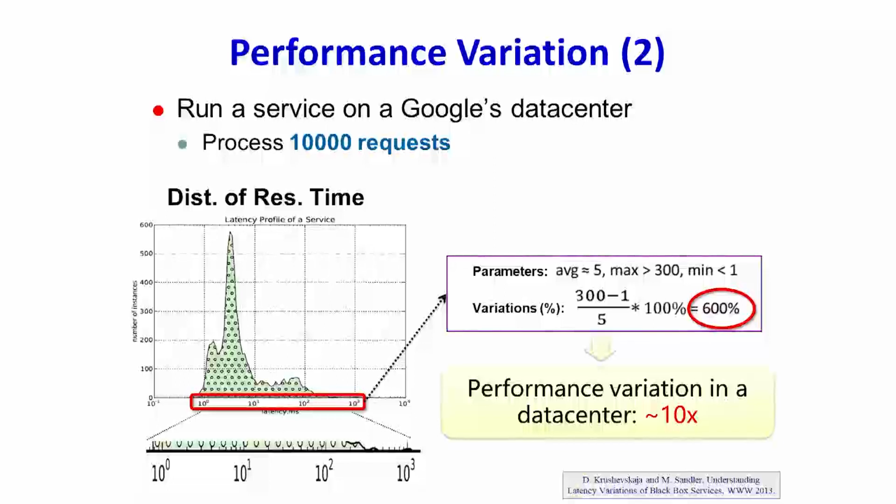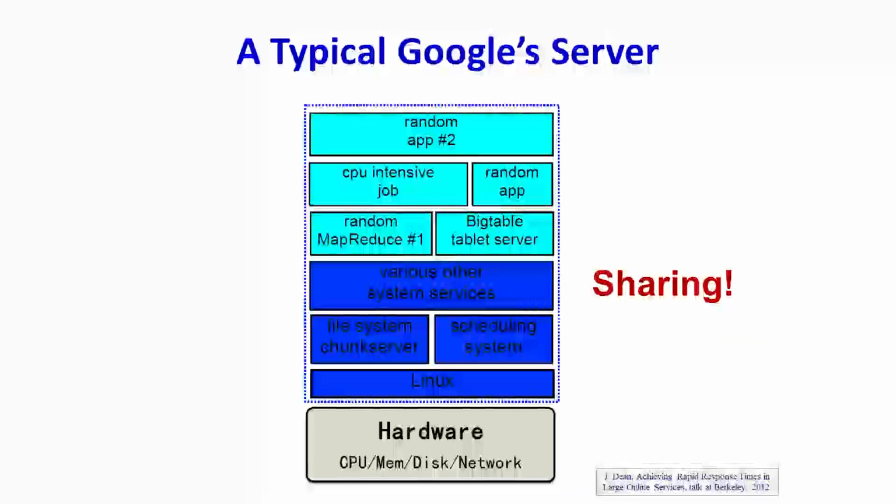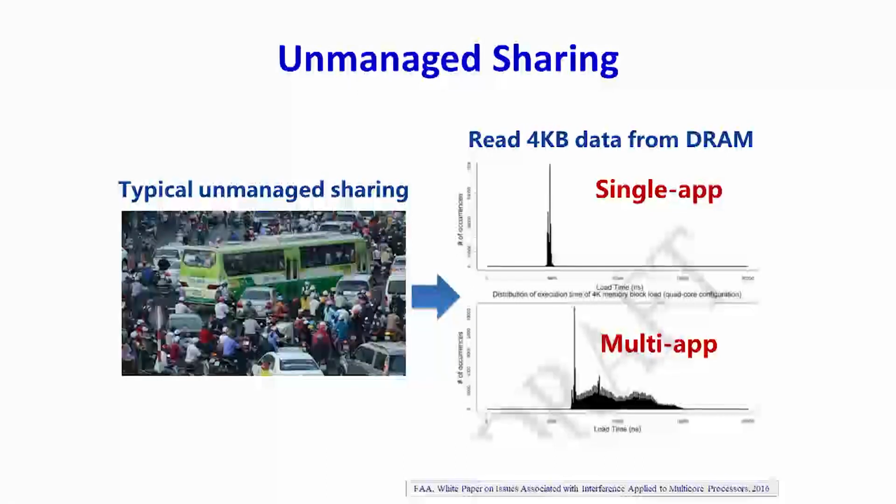So why does it happen? Here is a typical Google server, and we can see a lot of sharing on a server. Many application level services and system level services run on a single server. But sharing is okay; the problem is that it is unmanaged sharing. Let's see the picture on the right side.